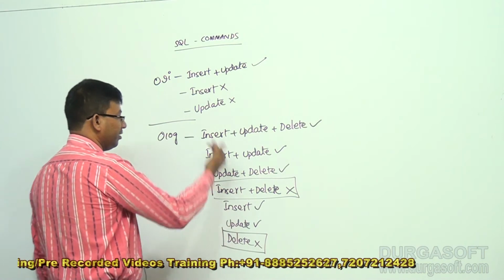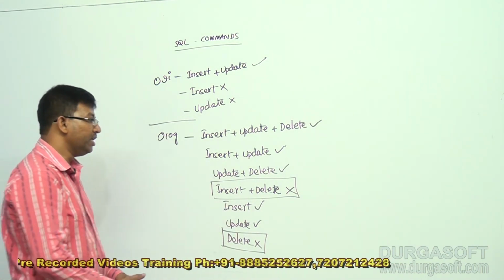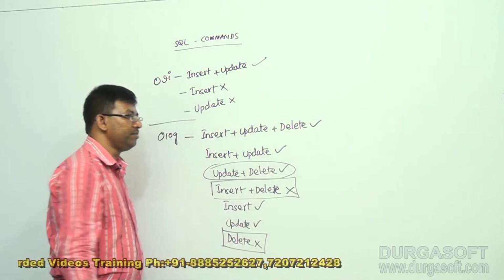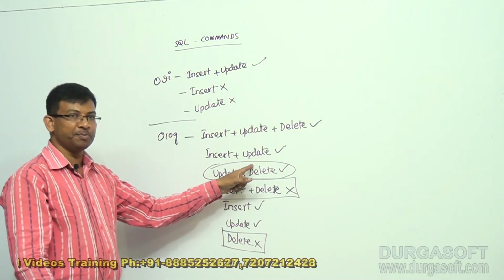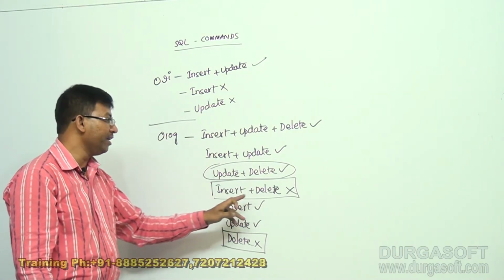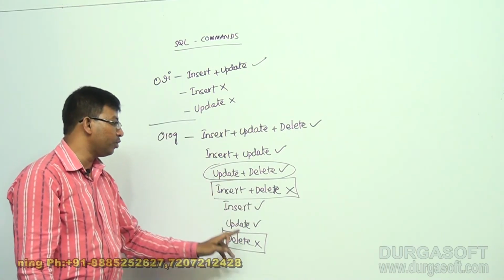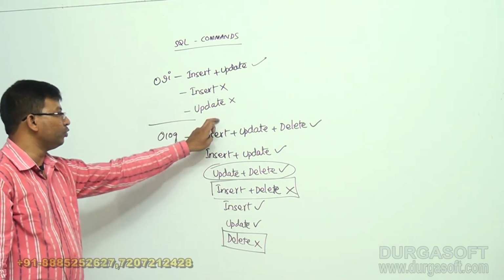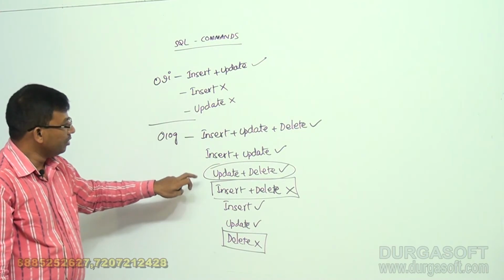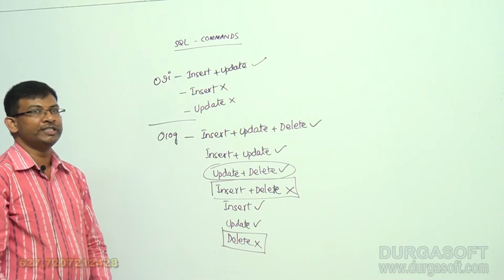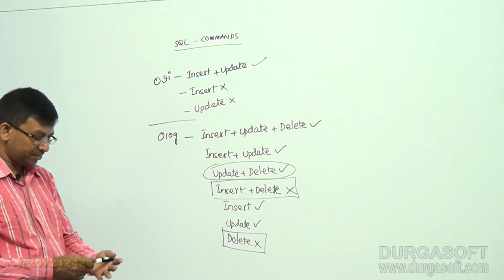Even in 12C, the same thing applies, because delete should always be used with update. That is why update plus delete is possible. Delete must always be used with update. That is why delete with insert is not allowed, and only delete is also not allowed. The rest of the combinations, that is 1, 2, 3, 4, 5, so 5 options are possible using the merge statement.